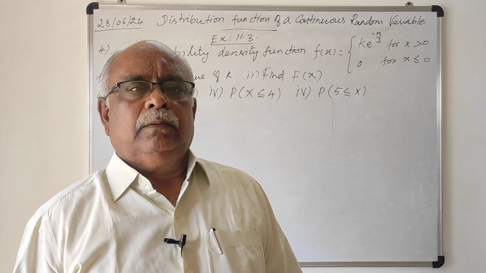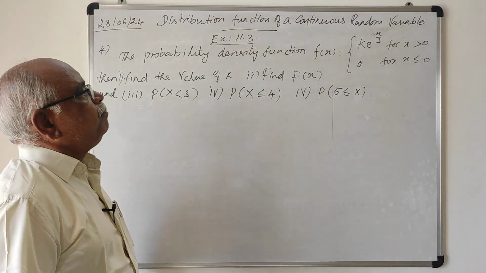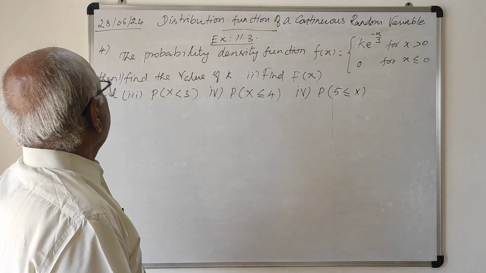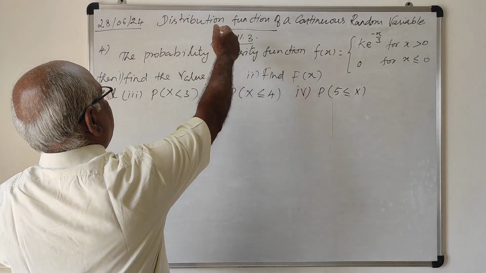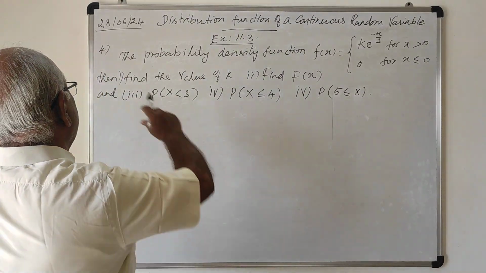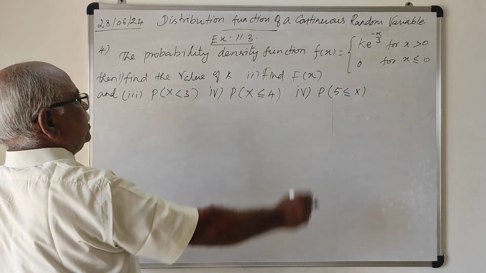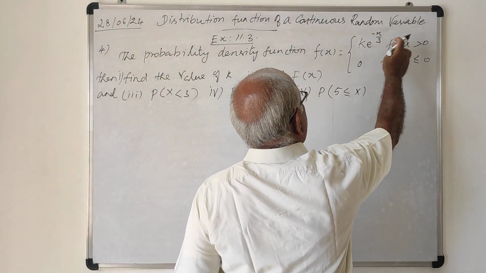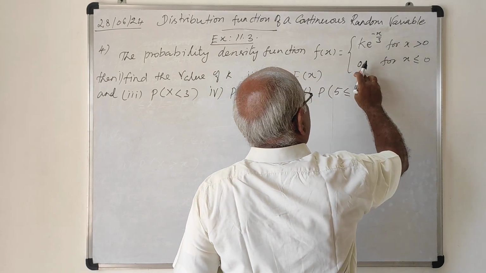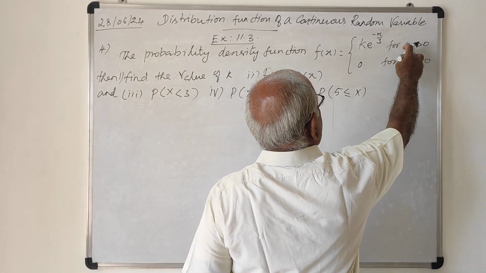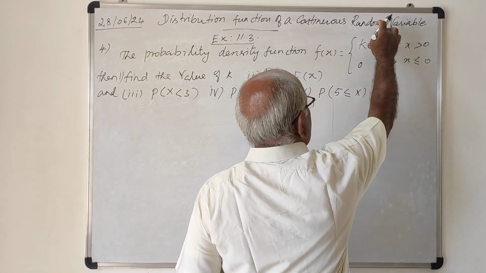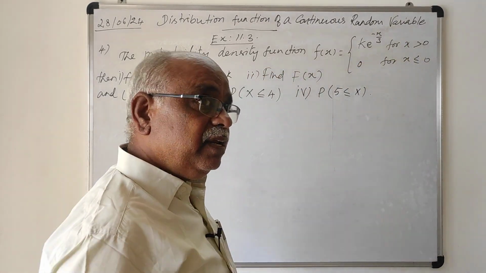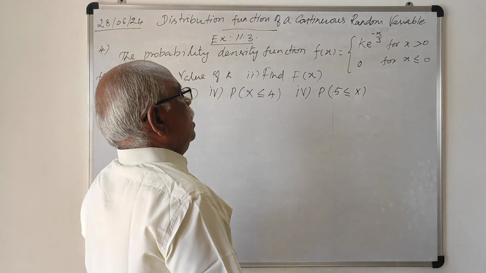Okay? Now let us solve one problem using this cumulative distribution function. This is in exercise 11.3, fourth problem. The probability density function small f of x is given by k times e power minus x by 3 for x greater than 0, and 0 for x less than or equal to 0. For x greater than 0, the function is k e power minus x by 3. For x less than or equal to 0, the probability density function is 0. K is any constant.